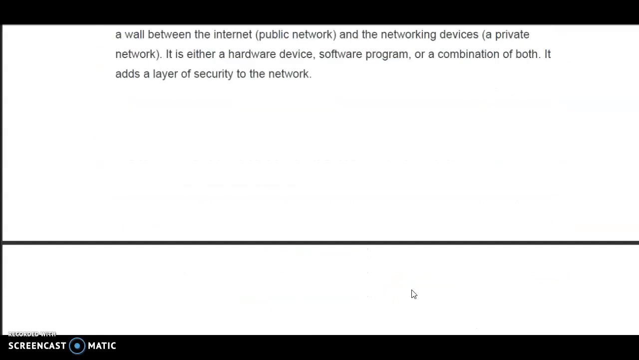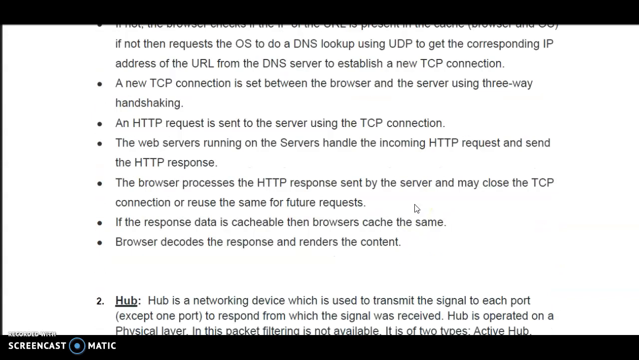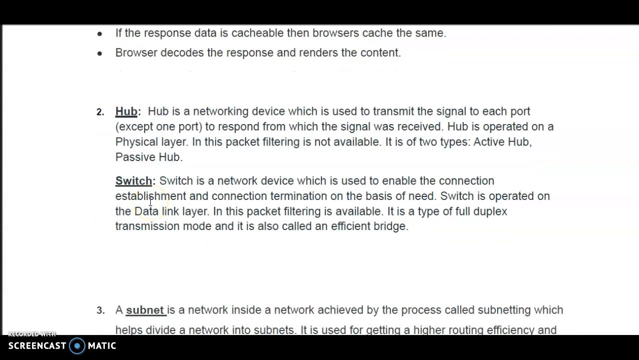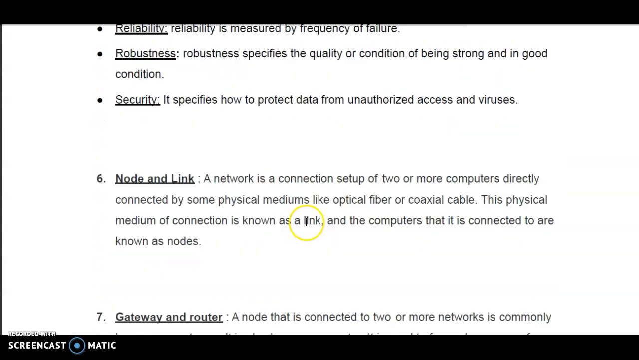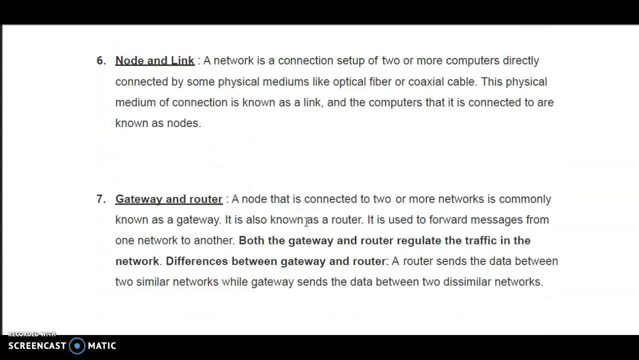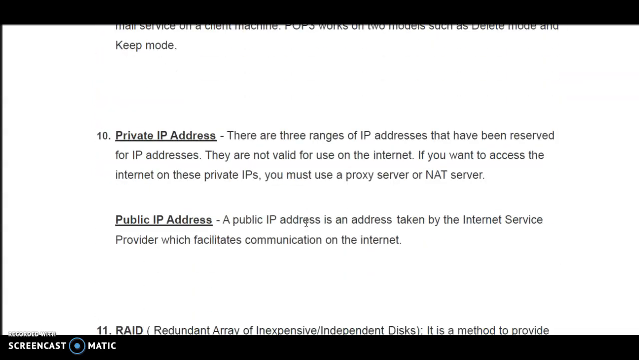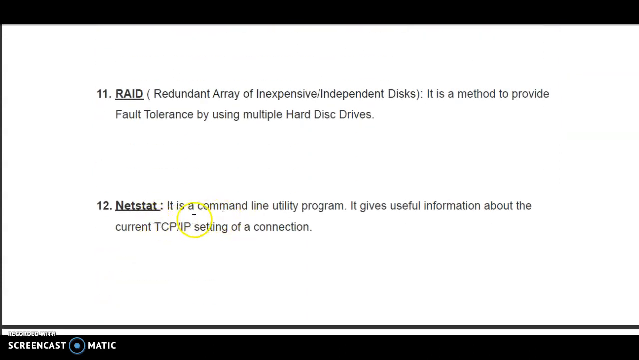Then your firewall. These are the important key points that you may read. Then is hub. These are the devices that are used in a network: hub or switch. Then is a subnet, how to do subnetting, then reliability, and then node and link, then gateway and router, then NIC, POP, private IP address, public IP address, RAID, then netstat.